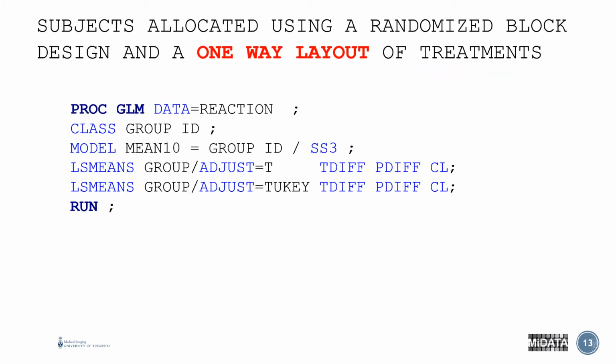Now in this one, we're changing the allocation of treatment. So now we're using a randomized block design with a one-way layout of treatments. So here you'll note that we're back to this group statement, which has the 4 different combinations, but this time we're adding ID, which is your participant. Each participant is going to be a block, and the reason for that is because we're assuming that the participant is providing reaction times for each different combination.